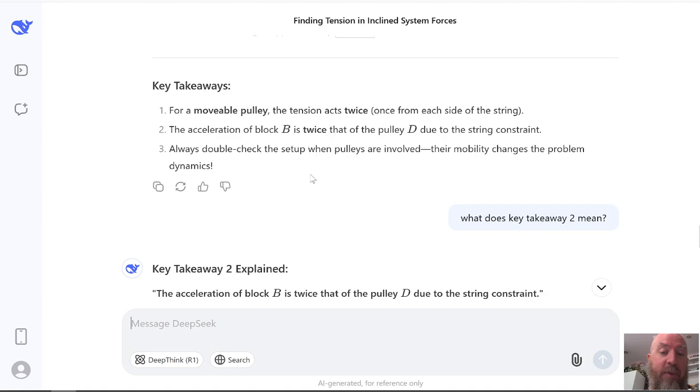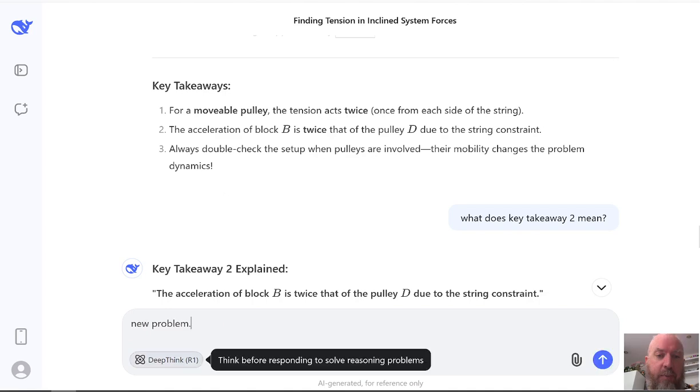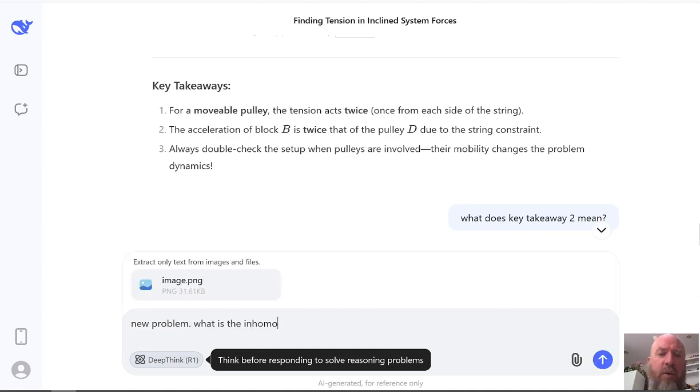So I'm going to look at one more little problem. This thing from last year or 2023 about opal mining, and new problem. What is the inhomogeneous part? Because the problem is this. While that's doing, I think I'll just.